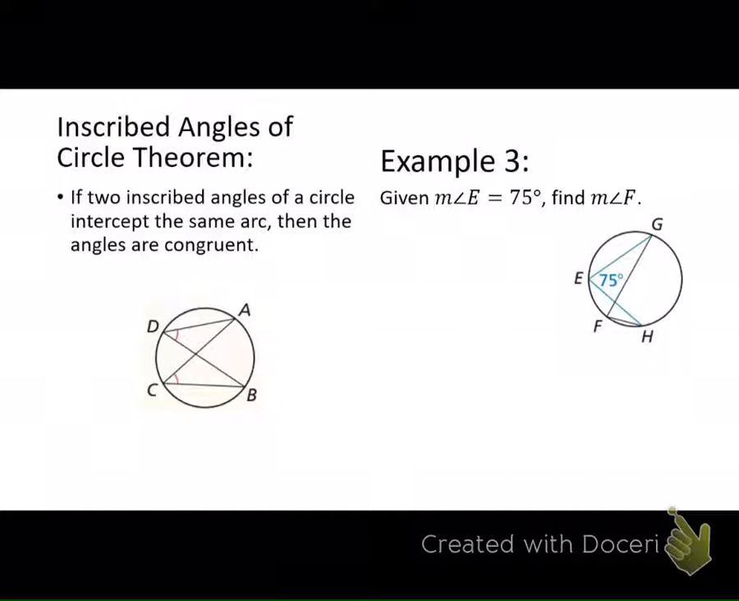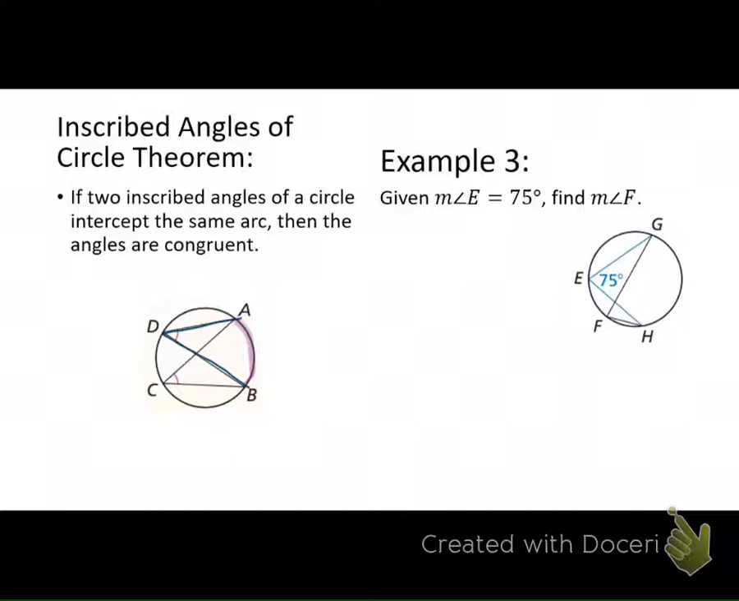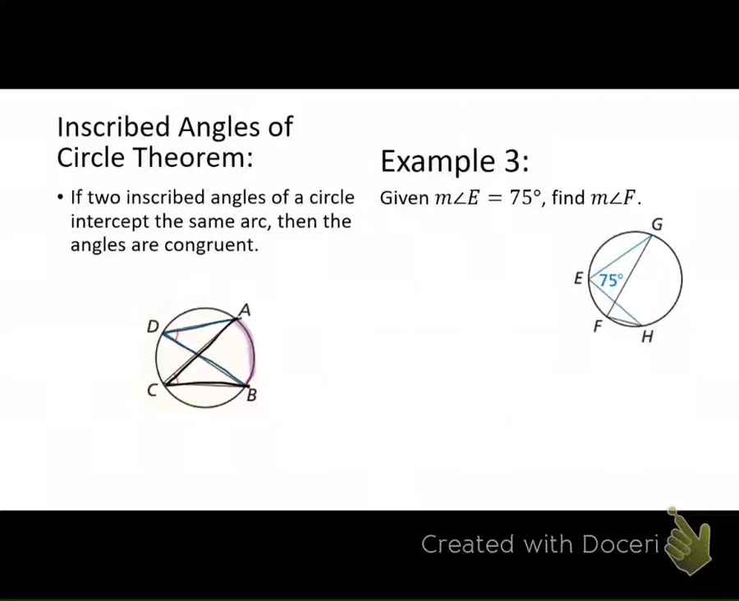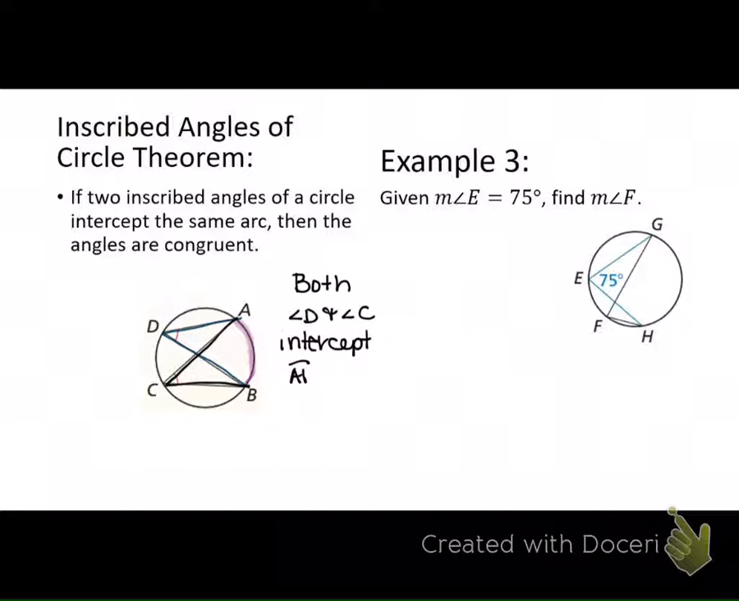Okay, inscribed angles of a circle theorem. So this is what we were just talking about. If two inscribed angles of a circle intercept the same arc, then the angles are congruent. So do you see how these both intercept arc AB? Are these both intercepting arc AB? So both angle D and angle C intercept arc AB. Therefore, angle D is congruent to angle C. So if those intercept the same arc, they are congruent.